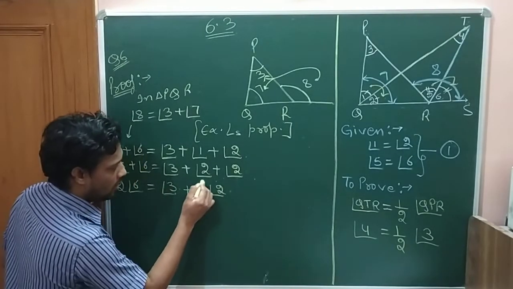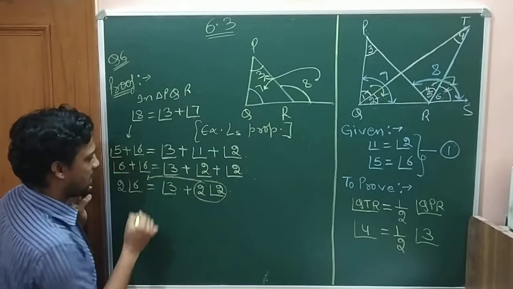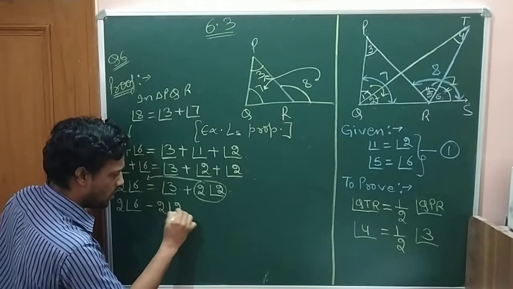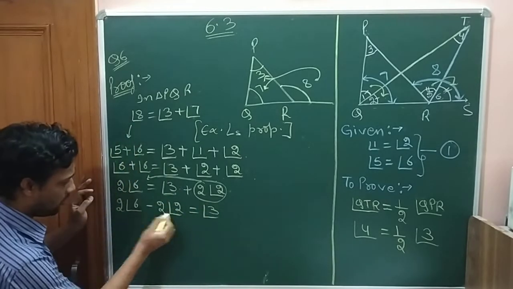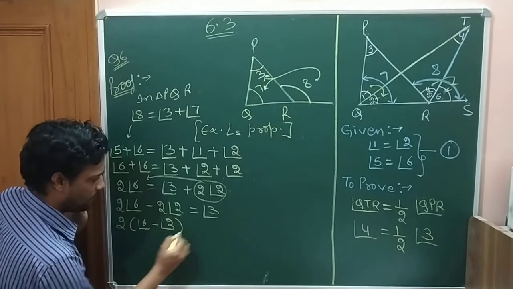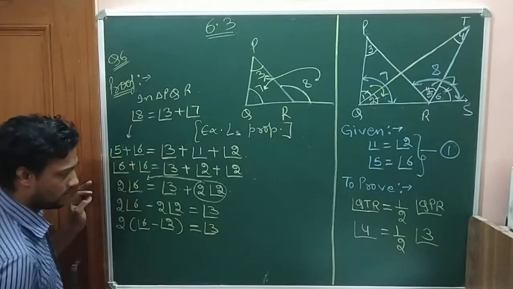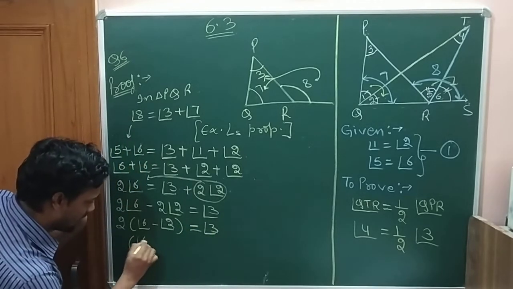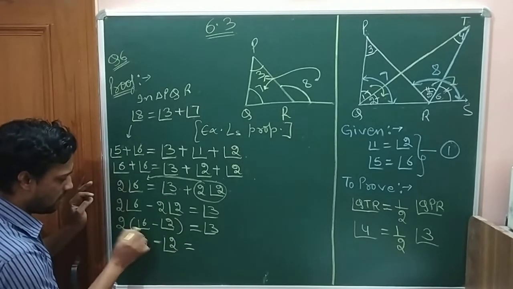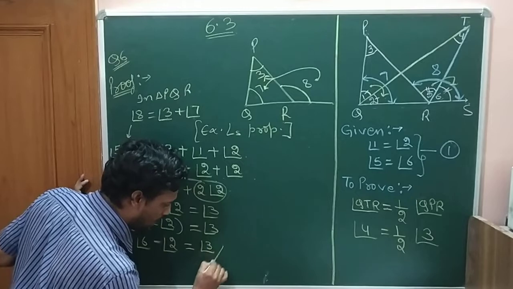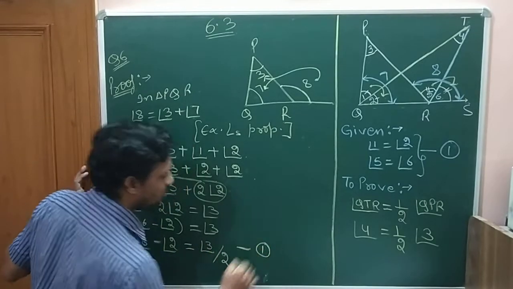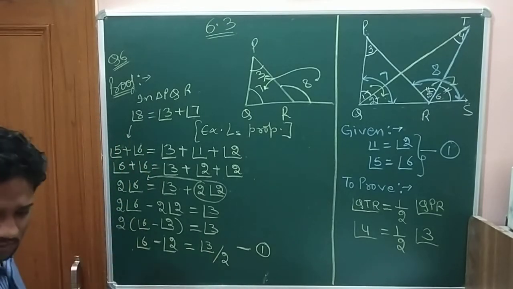Now, double of angle 2, keep this on this side. Double angle 6 minus double angle 2 equals angle 3. Now take the 2 common from here. 2 times angle 6 minus angle 2 equals angle 3. Now the 2 multiplied here goes to the other side to be divided. Now it will be equation 1.